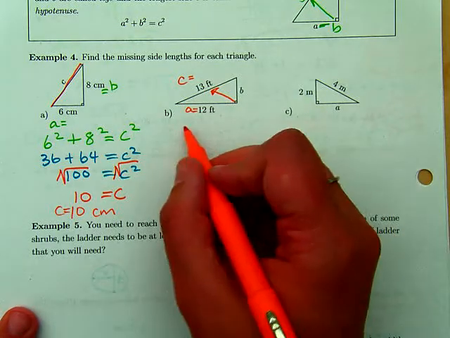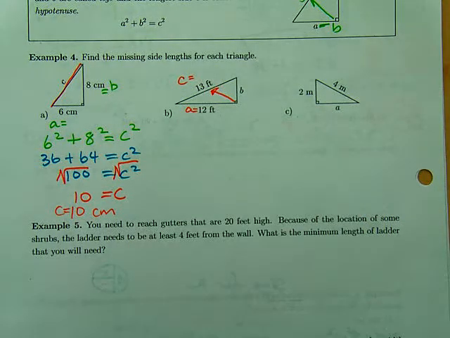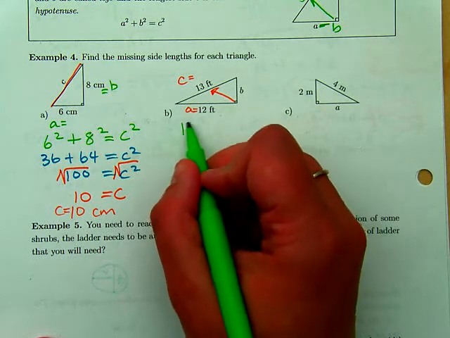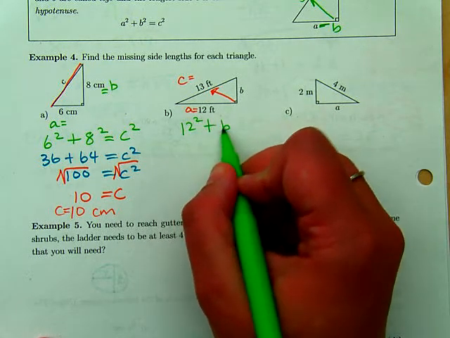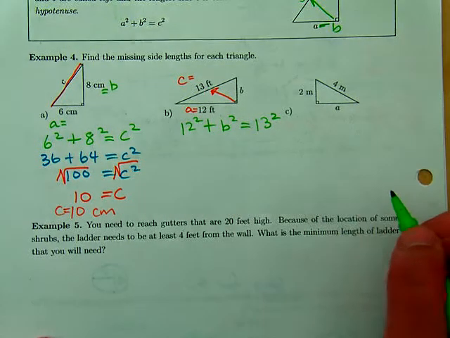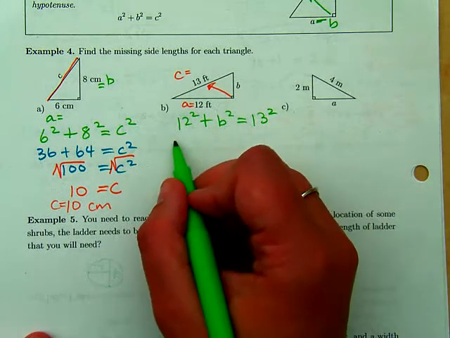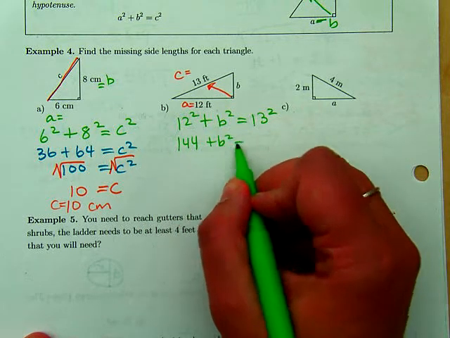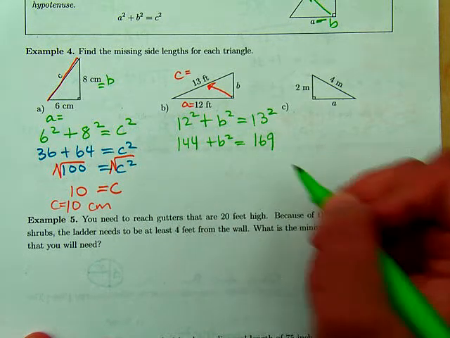Okay, here, since I see the right angle is pointing to the hypotenuse, C is equal to 13, A is equal to 12. This one is a little bit more algebraic because now we have B squared. We're trying to find B. So we have 12 squared plus B squared equals 13 squared. Now we want to solve for B. The first thing I'm going to do is square: 144 plus B squared equals 169.